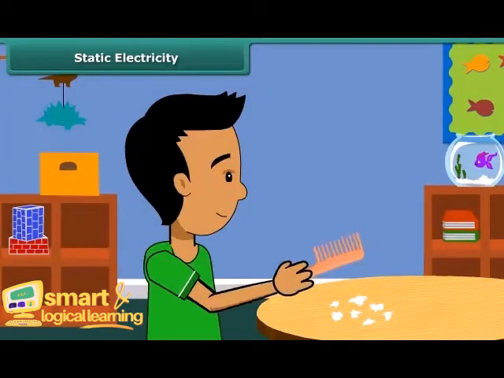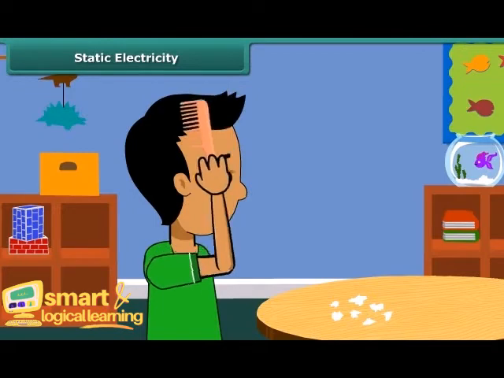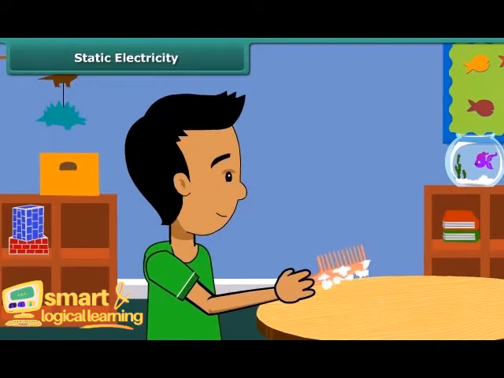When we comb our hair with a plastic comb and take it near small pieces of paper, the paper pieces are attracted toward the comb. We then say that the comb is charged with electricity.